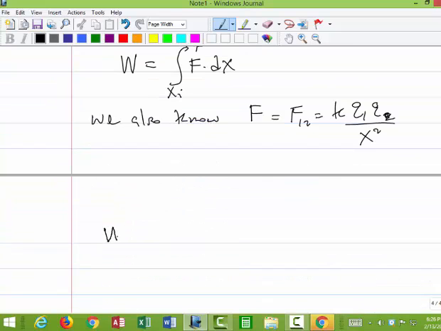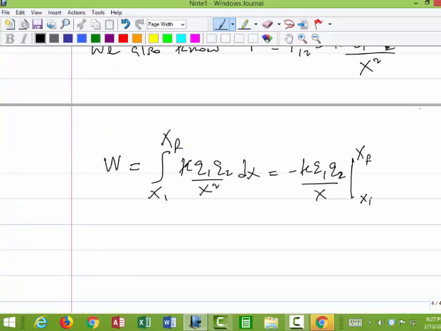So we can say that the work done is equal to the integral from X initial to X final of K Q1 Q2 over X squared dx. And what does that give us? The integral of 1 over X squared is minus 1 over X. Is that right? So we can say the work done is equal to minus K Q1 Q2 over X final, minus K Q1 Q2 over X initial.